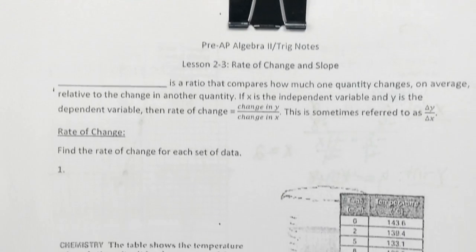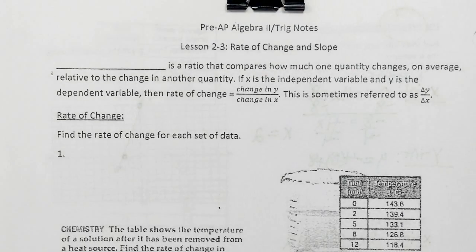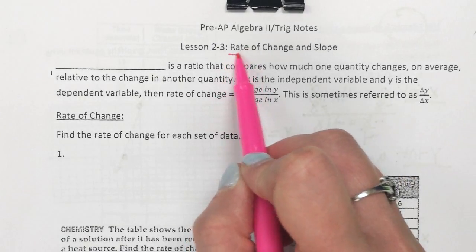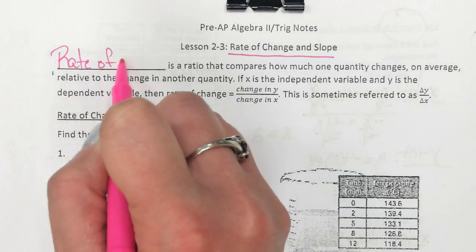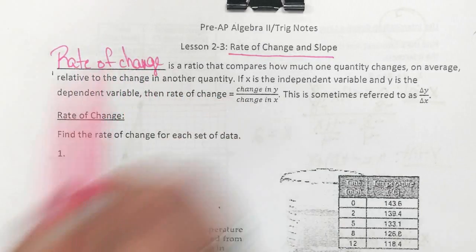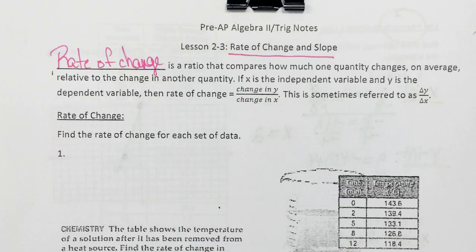All right, here we go. So look at the title. There's a new name for slope. What's that new name for slope? Rate of change. Here we go. So rate of change is the ratio that compares how much one quantity changes compared to the other one.